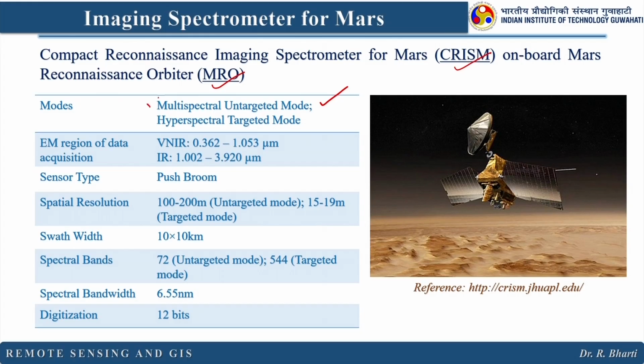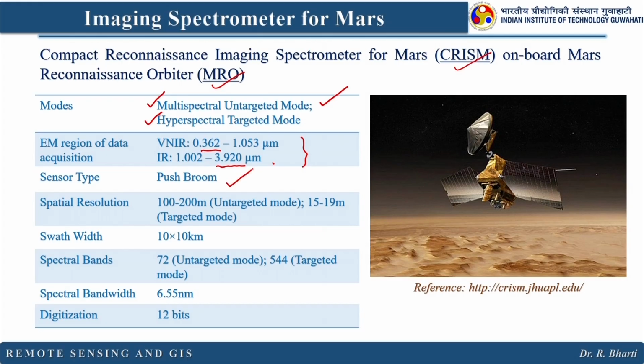First one is multispectral, next one is hyperspectral. So, it can capture both types of data. Then it works between 0.362 to 3.920 micrometer. So, this is very important to see whether this wavelength is useful or not. Then the sensor type is push broom.